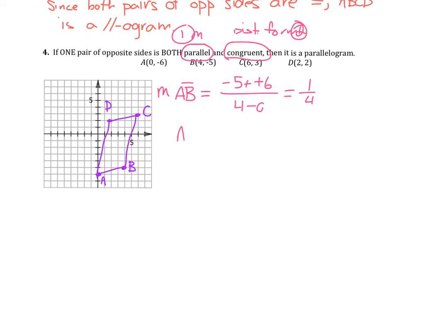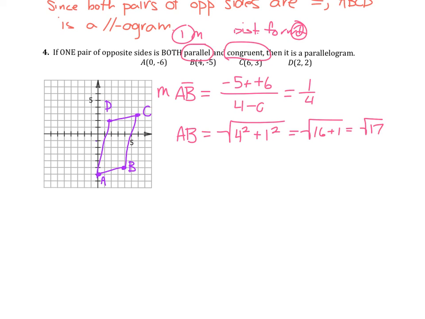And now I'm going to find the length of AB. And so that's going to be the distance formula. So from A to B, x's are 4 units apart, so 4 squared, plus the y's are 1 unit apart, so 1 squared. So it's going to be the square root of 16 plus 1, square root of 17.